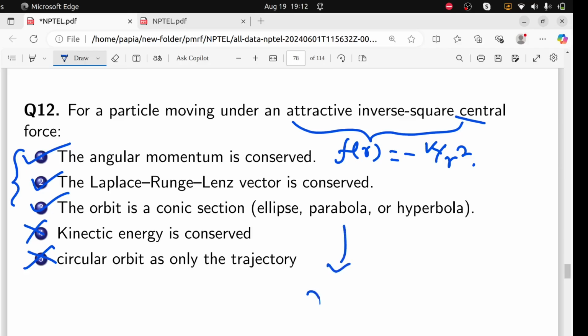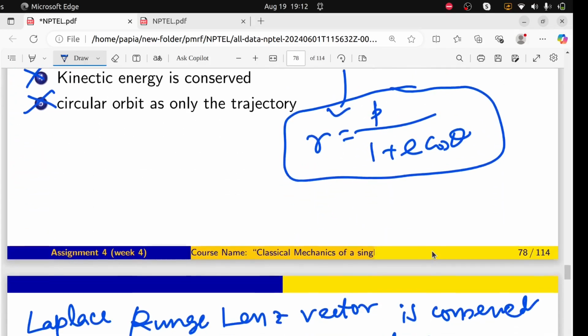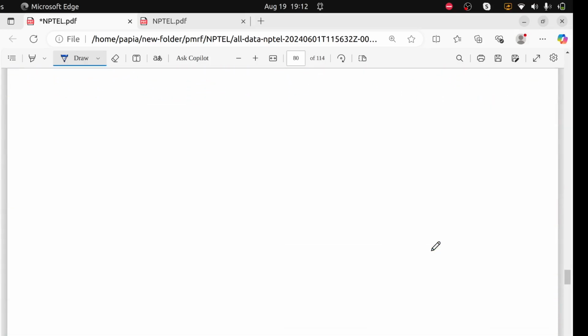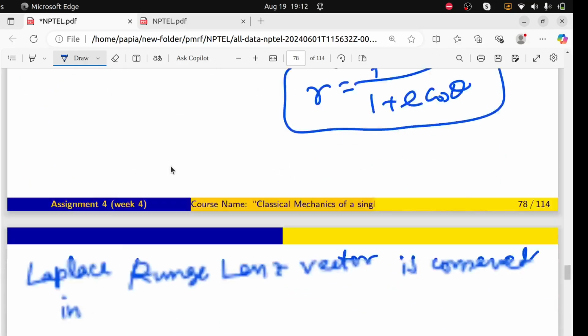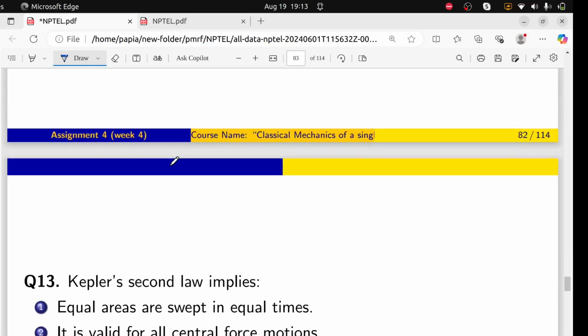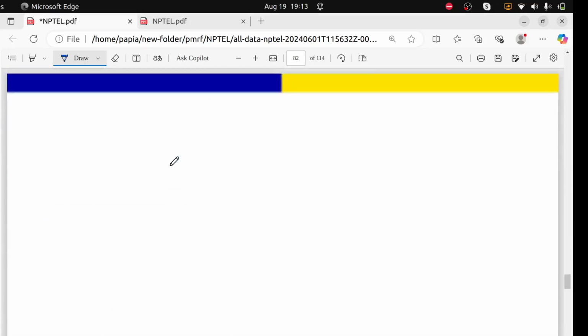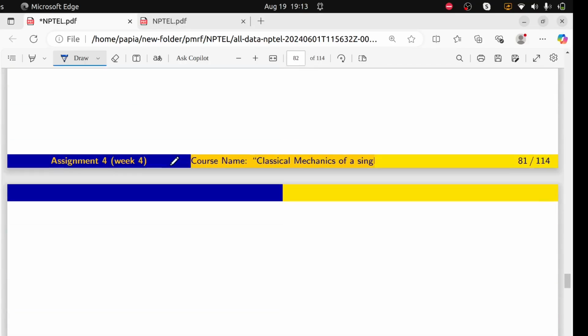Conic section means what? r equals p by 1 plus e cos theta. That should be applicable for an attractive inverse square central force, and we have seen that one as well. Okay, so for this case these three options are correct: angular momentum, the Laplace-Lagrange vector, and conic sections. Now this one.